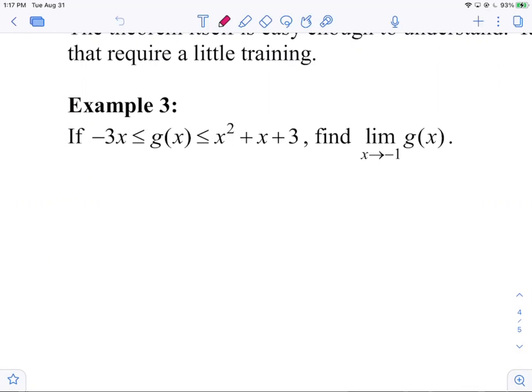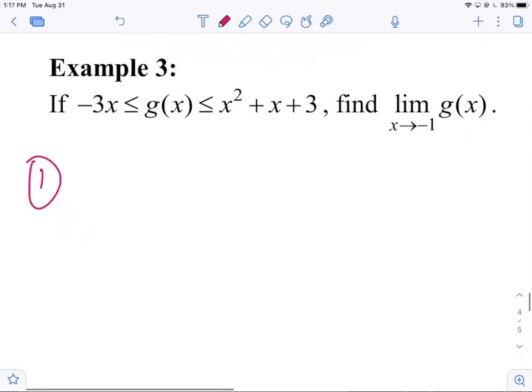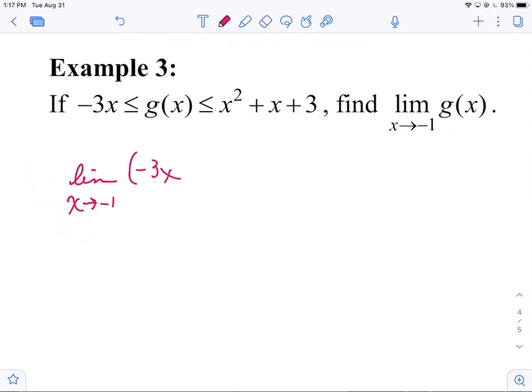So what are we going to do first? Before we even jump in and restate the inequality, we've got to see if the bottom slice and the top slice are approaching the same thing at the turnstile, which is at x equals negative 1. So step one, and you don't have to number these when you're doing your argument. But for y'all, maybe it helps. Let's do the limit as x approaches negative 1 of negative 3x. And we'll do the limit as x goes to negative 1 of x squared plus x plus 3.